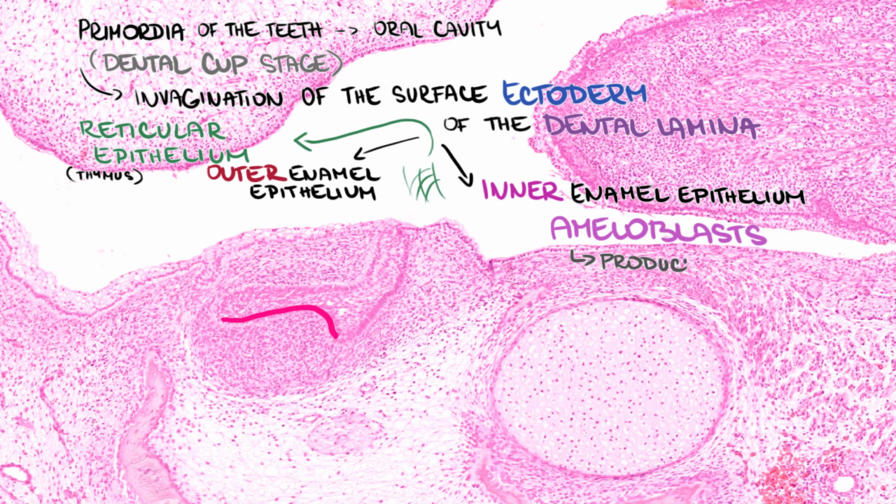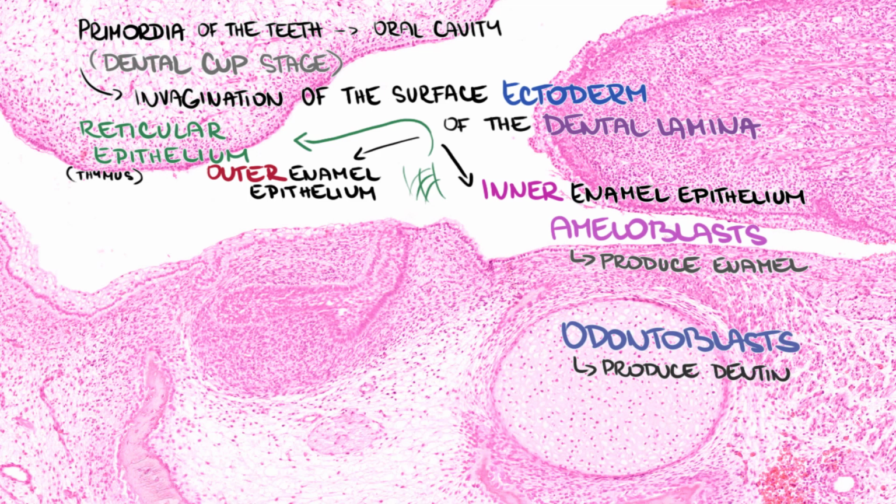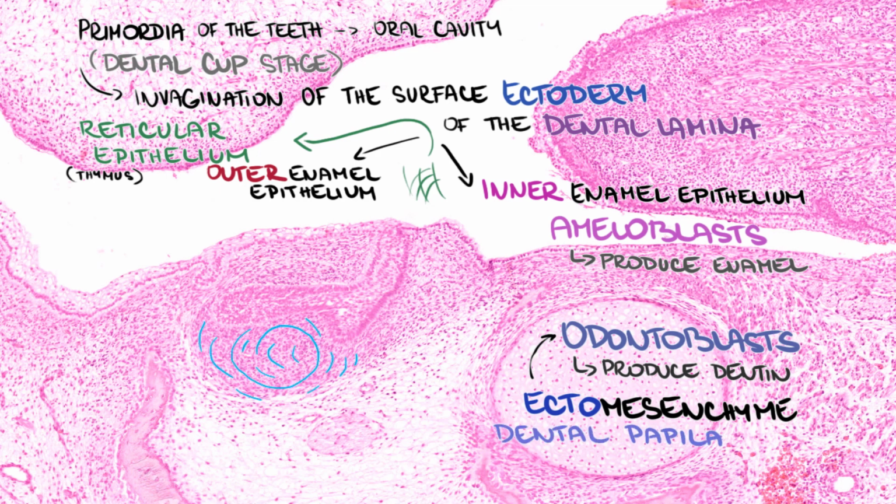Ameloblasts produce the enamel. On the contrary, odontoblasts producing dentin are formed from the surrounding ectomesenchyme, which thickens in the area of the dental cup, forming a dental papilla with odontoblasts on its surface. Thus, the tooth is formed from two sources: the superficial ectoderm of the oral cavity and the ectomesenchyme from the neural crest.